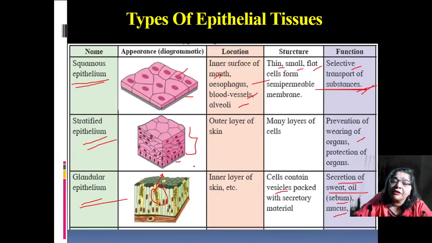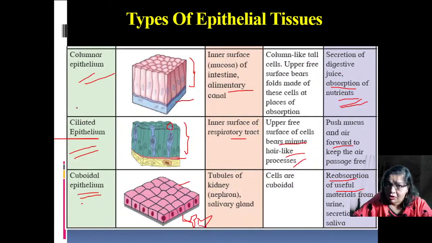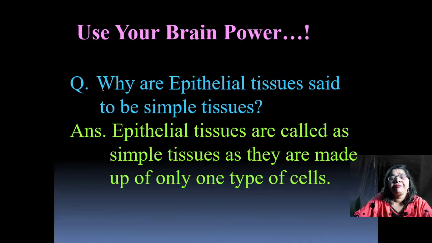So which are the basic 6 types of epithelial tissues we studied? The squamous epithelium, the stratified epithelium, the glandular epithelium, the columnar epithelium, the ciliated epithelium, and the cuboidal epithelium. These are the 6 different types of epithelial tissues we studied.